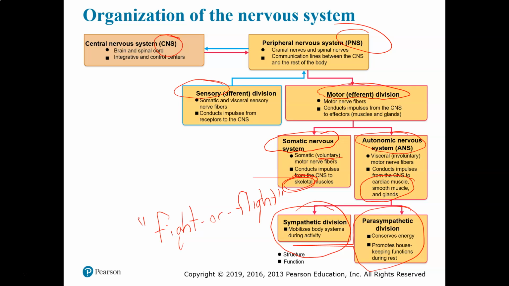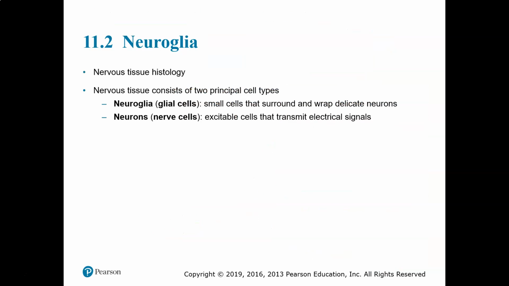Parasympathetic is associated with resting, with relaxing. That's going to slow your heart rate. It's going to slow your breathing rate. It's going to increase digestion and increase your kidney function. So all these things that we do when we're relaxed or sleeping is parasympathetic.